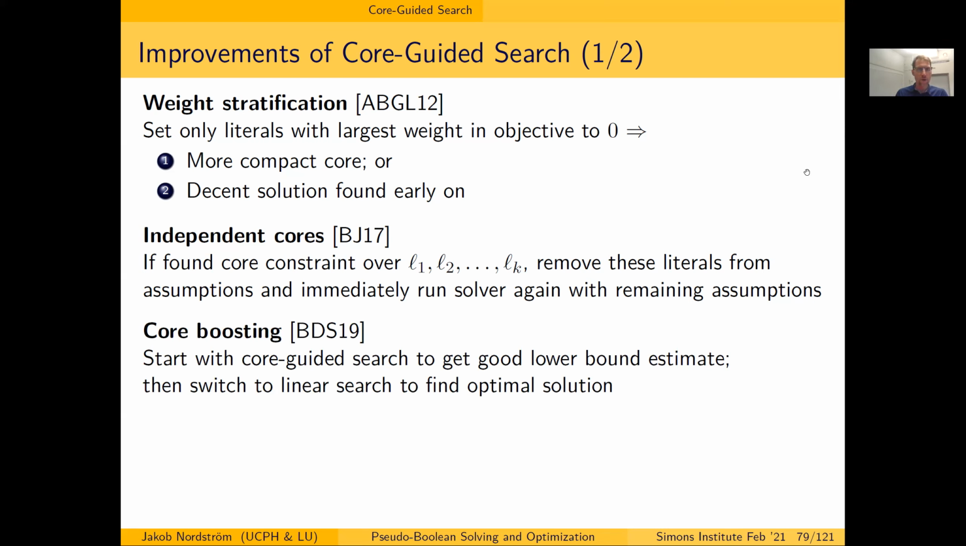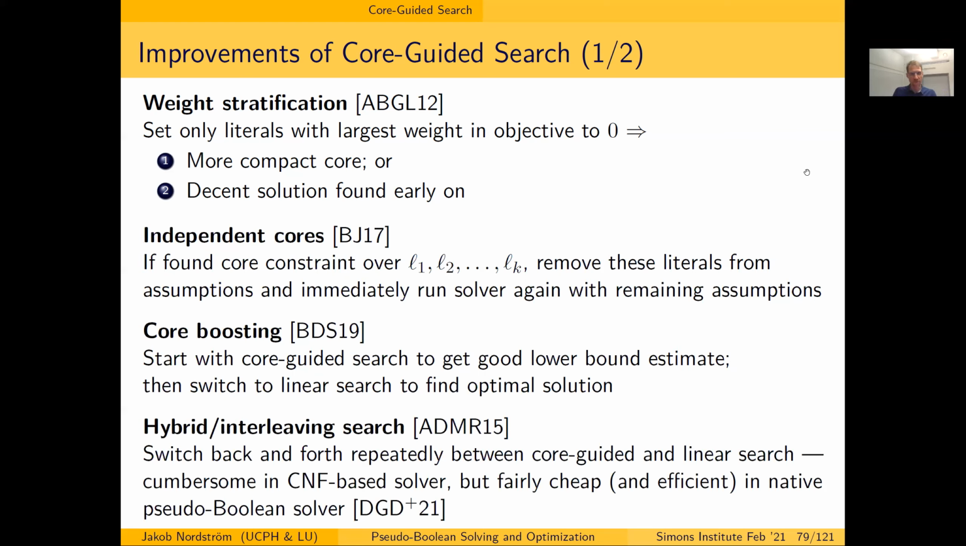Another idea is called core boosting. Remember that I said the nice thing with core guided search is that it can quickly give us a fairly decent lower bound on the objective function that cuts off a large part of the search space. So with core boosting, you just do that. You run core guided search for a while to hopefully get this good lower bound estimate. And then you switch to linear search and stay with linear search to try to find an optimal solution, hoping that the lower bound you found from core boosting during the core guided search helps you to do this.